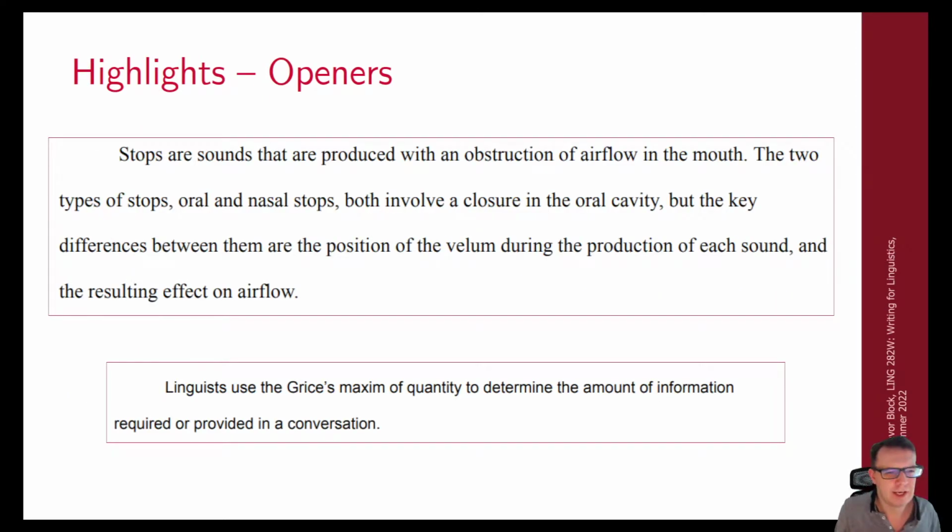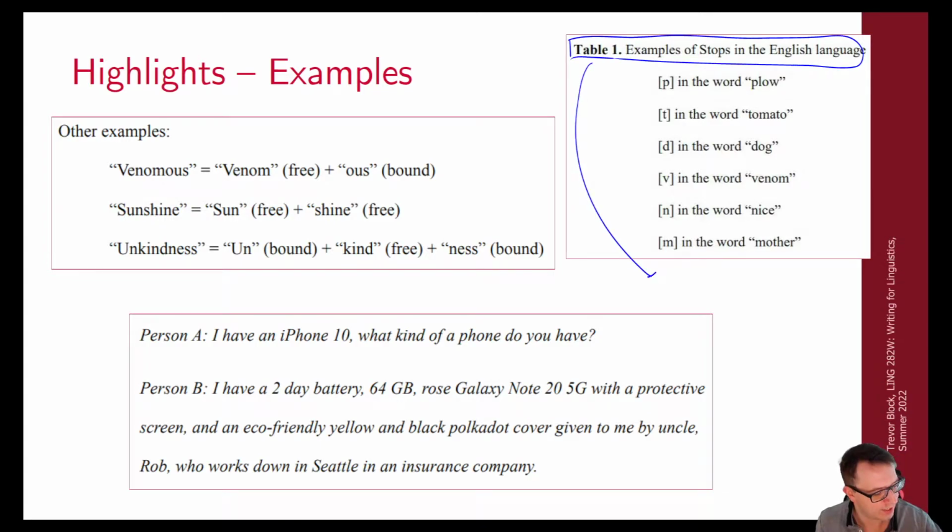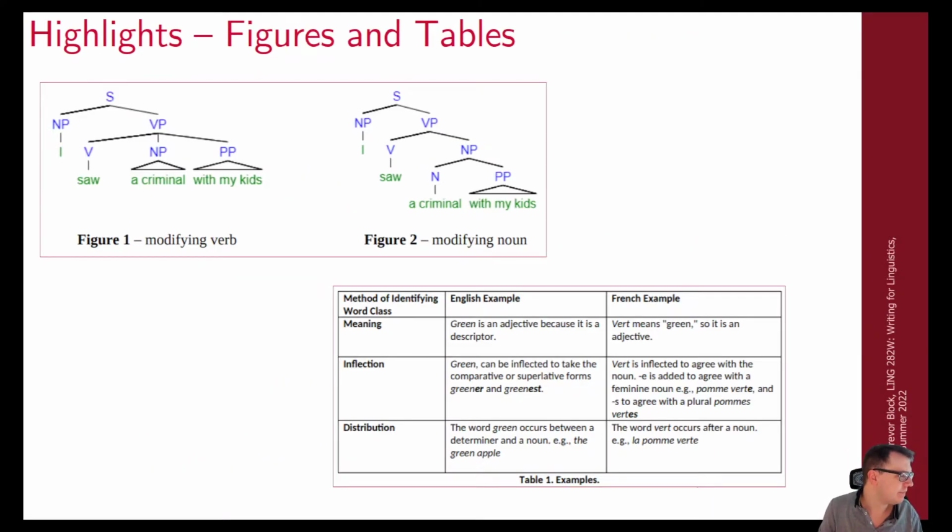There are some highlights of some really good openers that I found. So you can read through these just as examples of things that I personally really liked. Some examples of examples: there's one from the free and bound morpheme, there's one about oral versus nasal stops, and there's one on Grice's maxim of manner below. So nicely formatted, although this table here should really be at the bottom of it. And then some other figures and tables that I found were really nice.